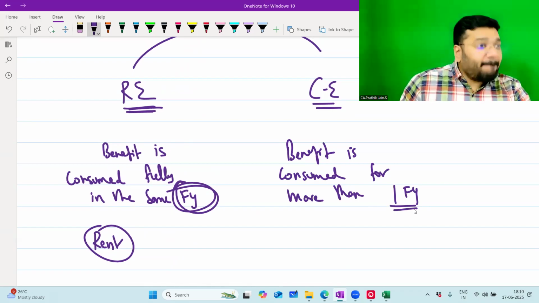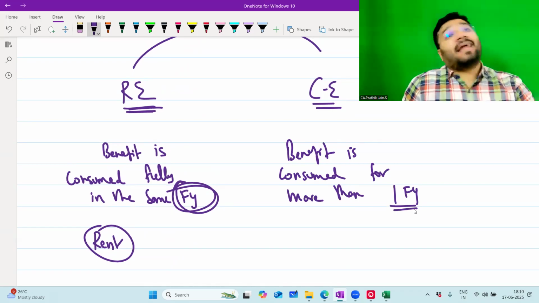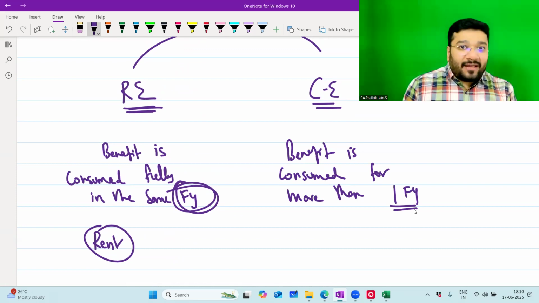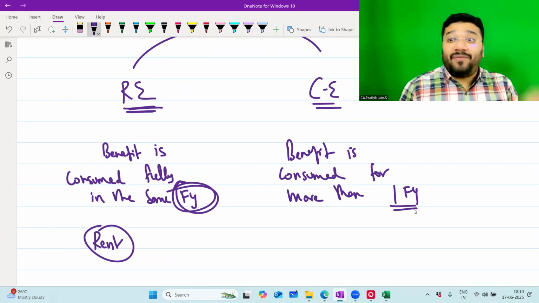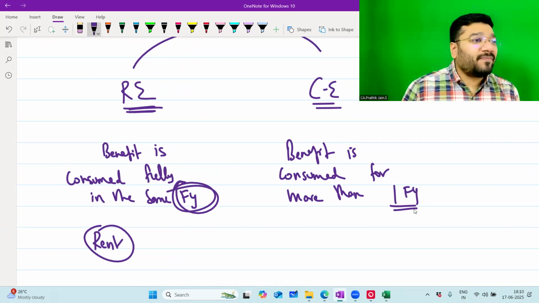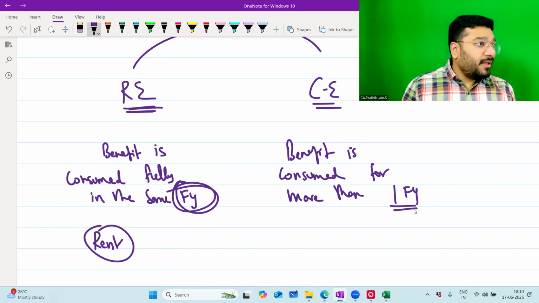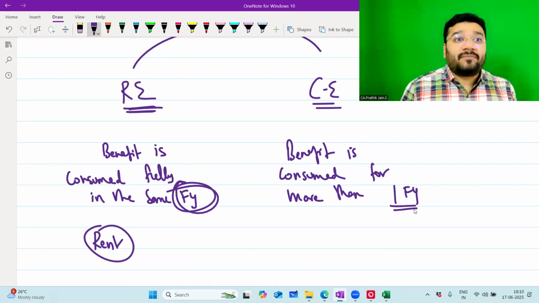Machinery, I'm buying in the current year. I'll be using it for 10 years. Means current year I'm using, and apart from the current year, 9 more years I'm using it. So the benefit is coming for more than 1 year. The car which I'm buying, I'm not using the car only for 1 year.